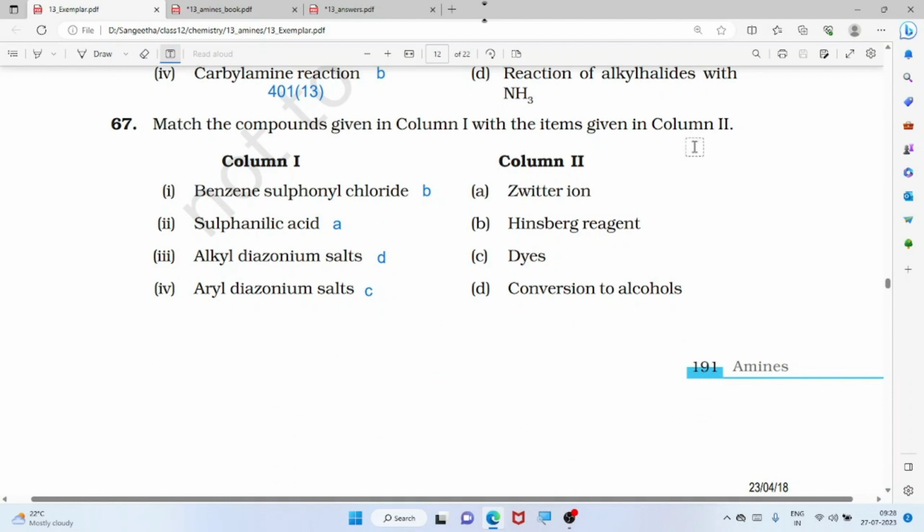Match the compounds given. Okay, benzene sulfonyl chloride, that is the Hinsberg reagent. Sulfuric acid, alkyl diazonium salts, conversion to alcohols. Aryl diazonium salts, they are dyes.